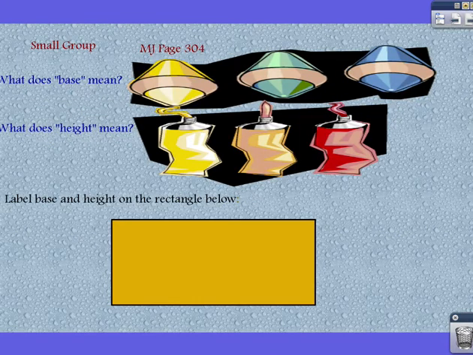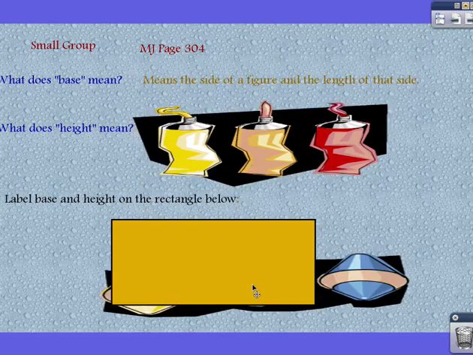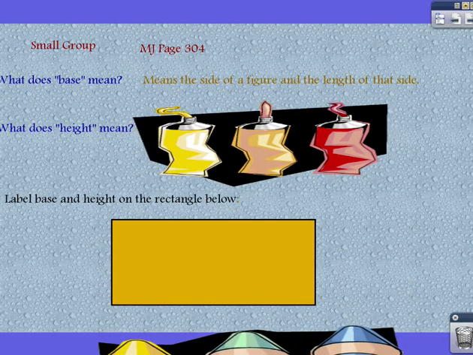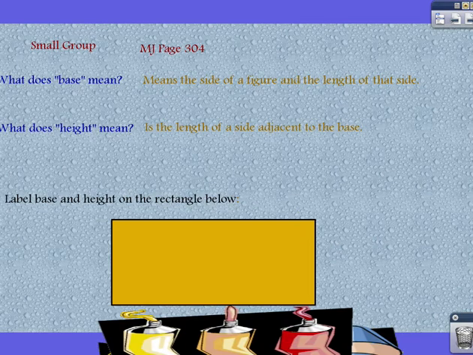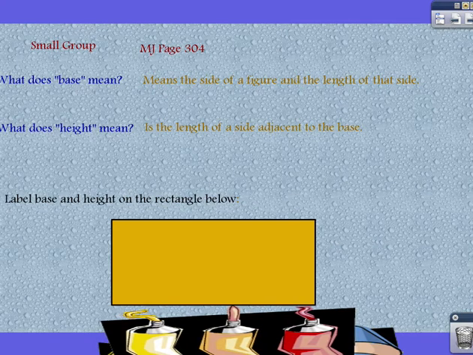What does the word base mean? Because we're going to need to find a formula for finding our area, and we'll need to know what the term base means. You may want to include this in your notes. Base means the side of a figure and the length of that side, whereas height is the length of a side adjacent to the base. So that's kind of the opposite, or maybe you want to say perpendicular to the base.